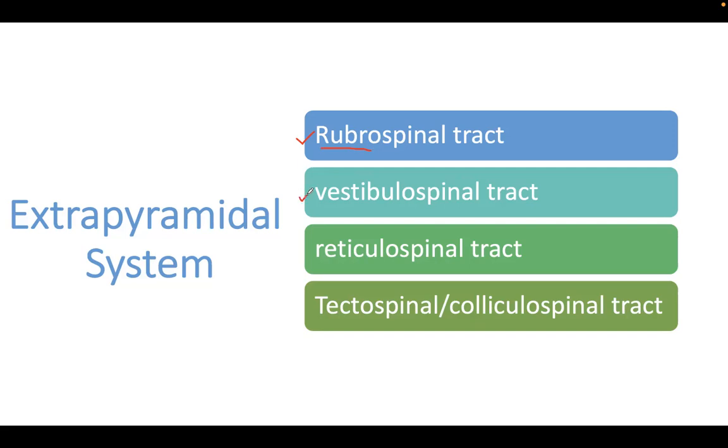Then we have the vestibulospinal tract, reticulospinal tract. Then we have the tectospinal tract, also known as the Corticospinal Tract. Now, please remember this. What are the tracts which are found in the extrapyramidal system? Number one, rubrospinal. Number two, the vestibulospinal. Number three, we have the reticulospinal. And lastly, we have the tectospinal, also known as the Corticospinal Tract.